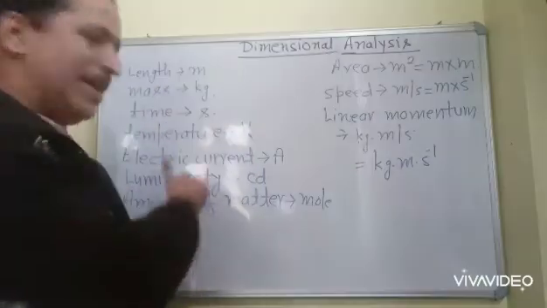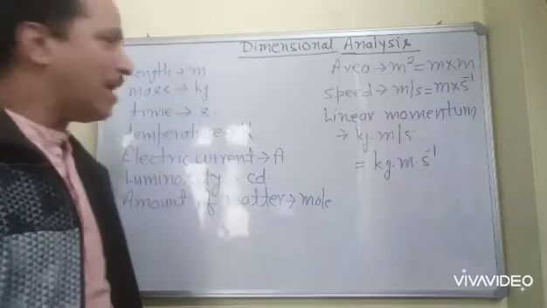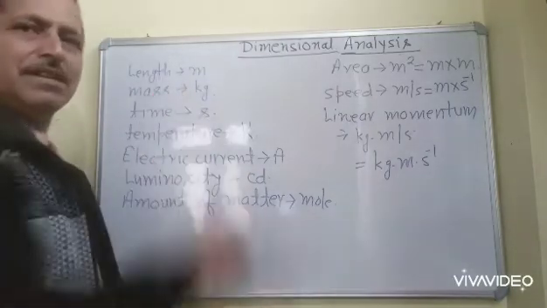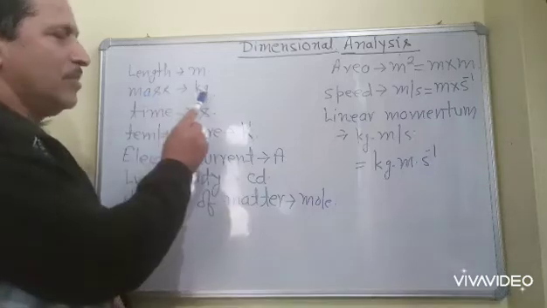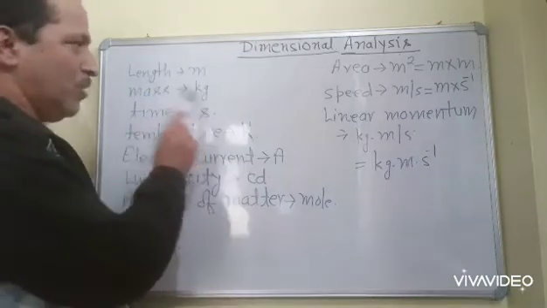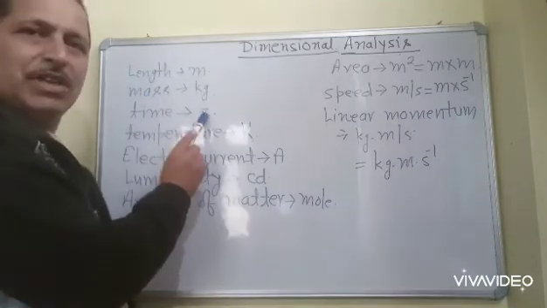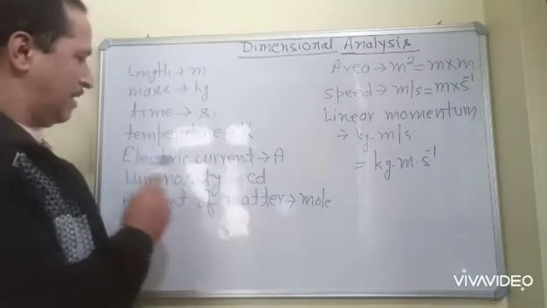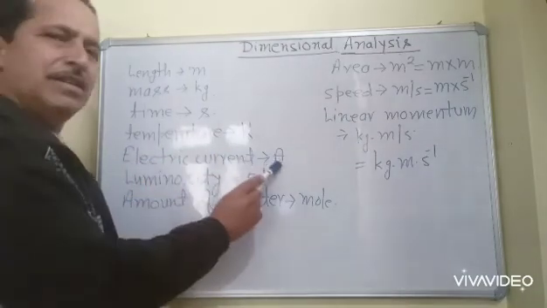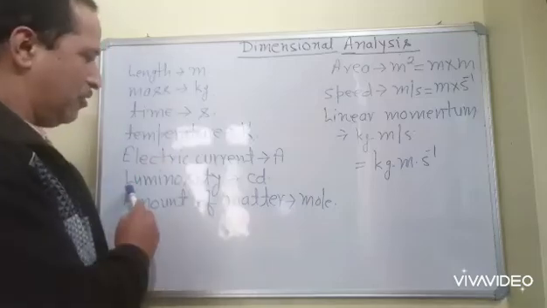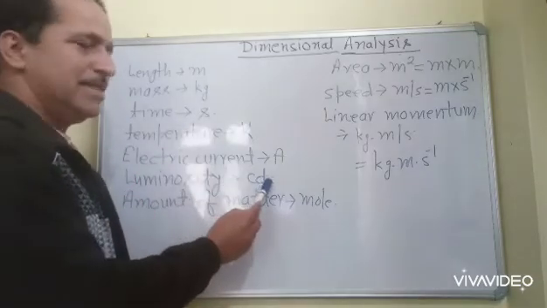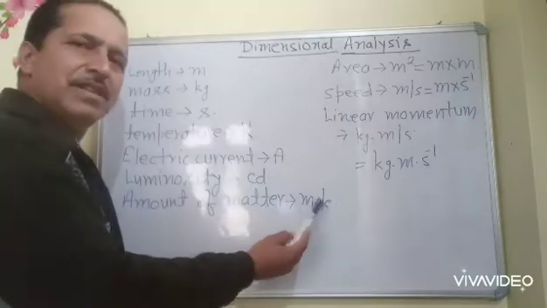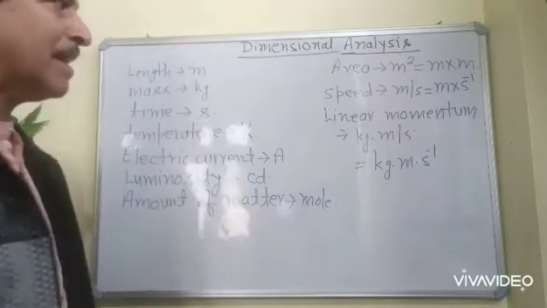The 7 fundamental quantities that are known to us are length, which has unit meter, mass, unit kg or kilogram, time, unit is second, temperature, unit is Kelvin, electric current, unit ampere, luminosity of light, unit is candela, and amount of matter, of which the SI unit is mole.